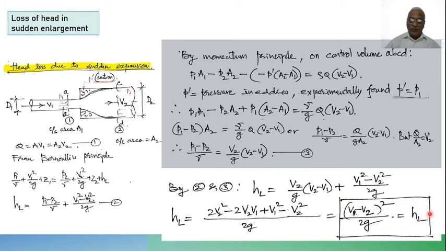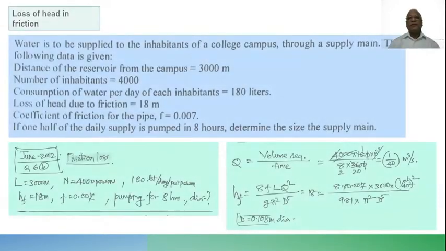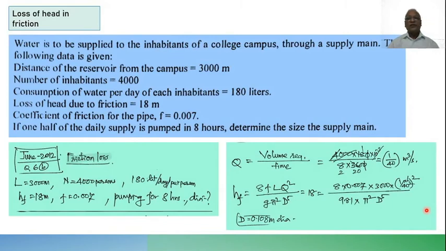Now we'll see some numerical problems involving losses, maybe friction loss, maybe minor losses like sudden expansion or entry loss and then exit loss, etc. Let's see. Okay, here there is a problem. This is taken from earlier question papers.